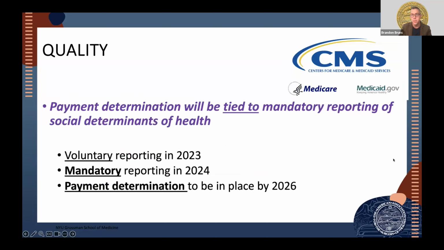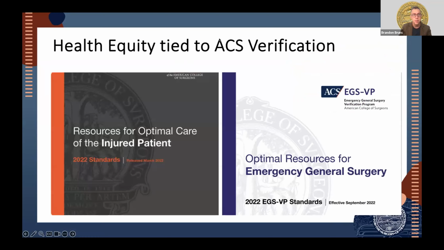CMS, this will be talked about in a little bit more detail by Dr. Cow later, but payment will actually be tied to mandatory reporting of social determinants of health. Voluntary reporting starts this year, mandatory next year, and payment determination will be in place by 2026. So important for financial reasons as well.